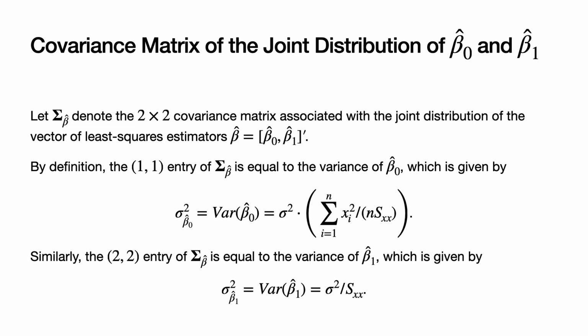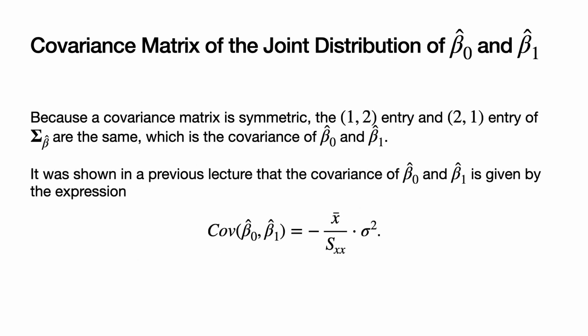Similarly, the 2,2 entry of capital Sigma sub beta hat is equal to the variance of beta 1 hat, which is equal to sigma squared over s sub xx. Because a covariance matrix is symmetric, the 1,2 entry and the 2,1 entry of capital Sigma sub beta hat are the same, which is the covariance of beta 0 hat and beta 1 hat. It was shown in a previous lecture that the covariance of beta 0 hat and beta 1 hat is given by the expression negative of x bar over s sub xx times sigma squared. Now again, remember, don't forget that negative sign in front.